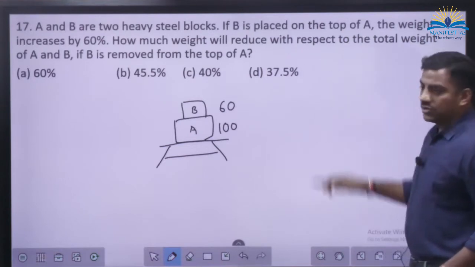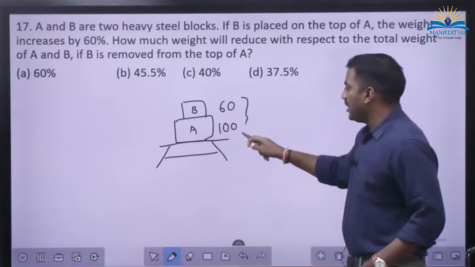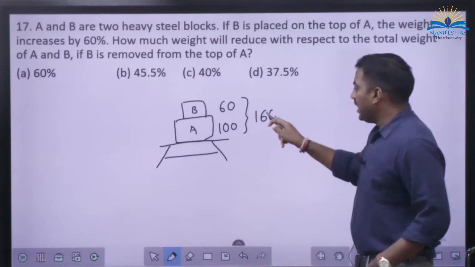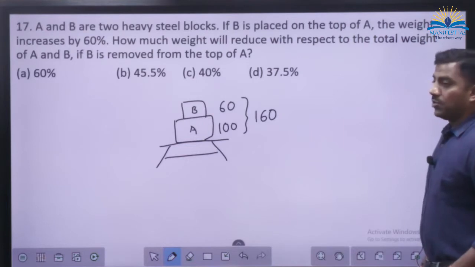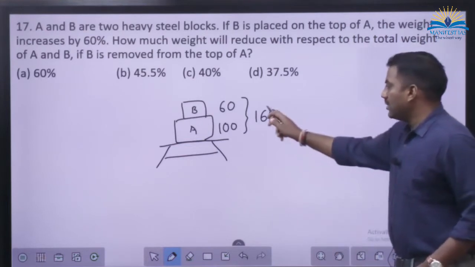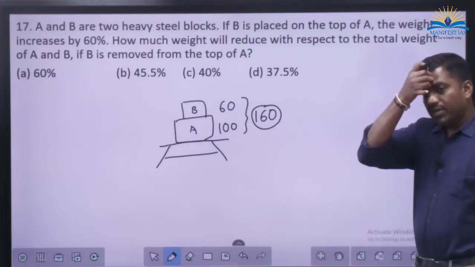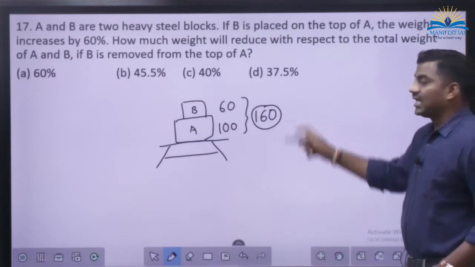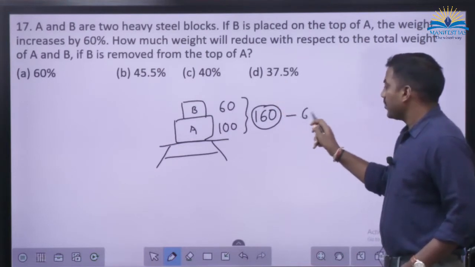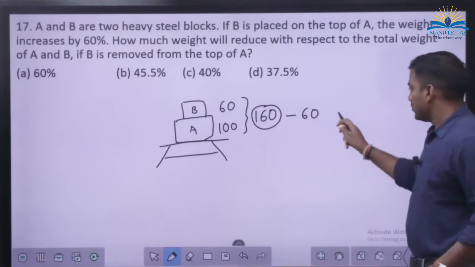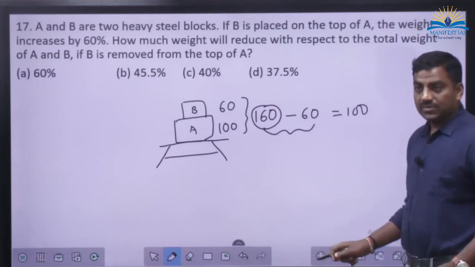How much weight will reduce with respect to the total weight of A and B? What is the total weight of A and B now? 160. Now the weighing machine is showing 160. If B is removed from the top of A, how much will be the reduction in terms of percentage they are asking? Now, if I remove B, how much will be reducing? 60.